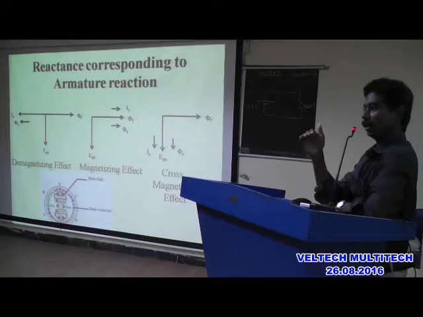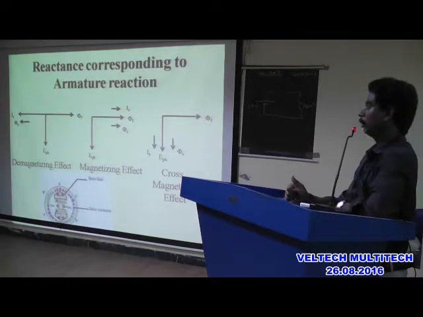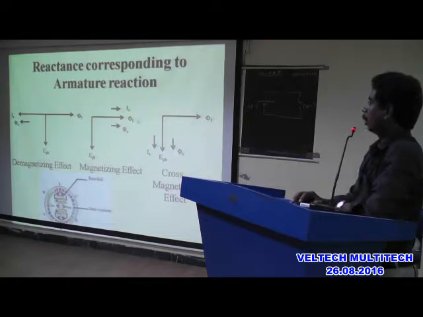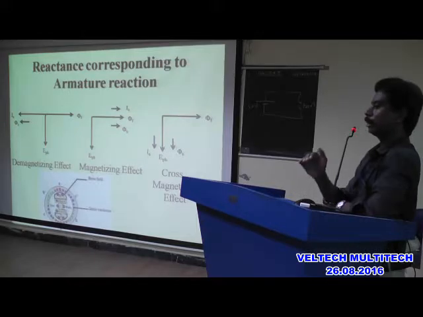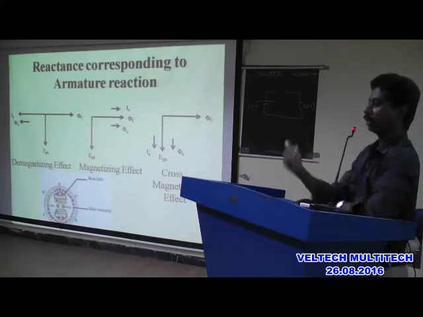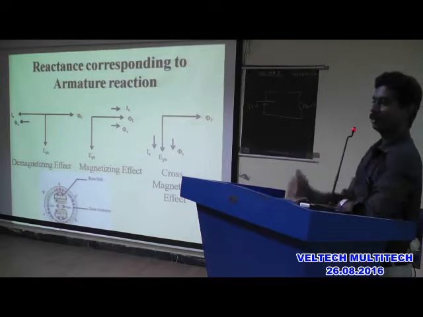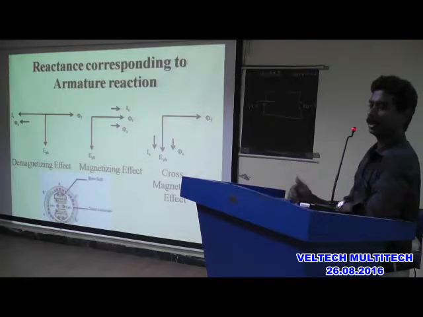Whereas in the case of a capacitive load, the armature flux and the main flux are in the same direction. That means the armature flux always supports or assists the main flux. So the net flux in the machine increases. This is called the magnetizing effect.